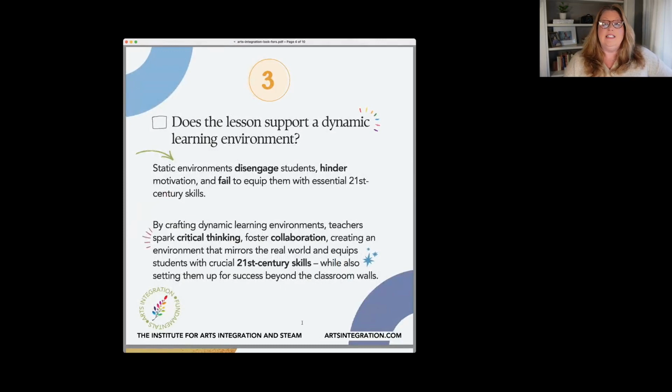The next one, does the lesson support a dynamic learning environment? So as I'm going through the lesson plan or as I'm looking at the lesson, am I seeing a lesson that is engaging? Am I seeing students or opportunities for students to be able to critically think about something, to collaborate, to be engaged in those 21st century skills?